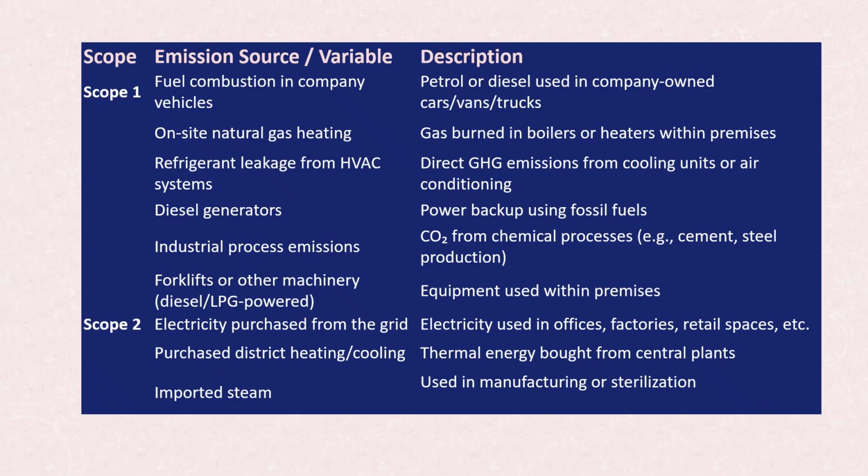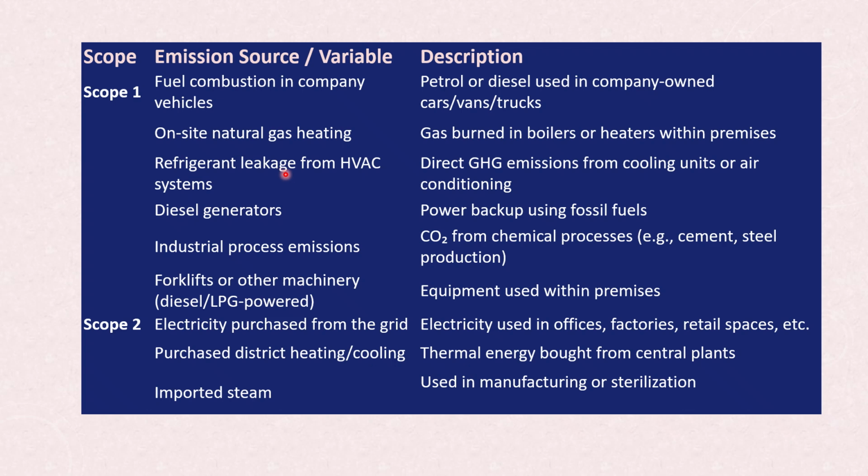Scope 1: fuel consumption in company vehicles. What is the meaning of it? Petrol or diesel used in company-owned cars, vans, and trucks will come under Scope 1. Then on-site natural gas heating: you burn the gas in boilers and heaters within the premises, so it comes under Scope 1.